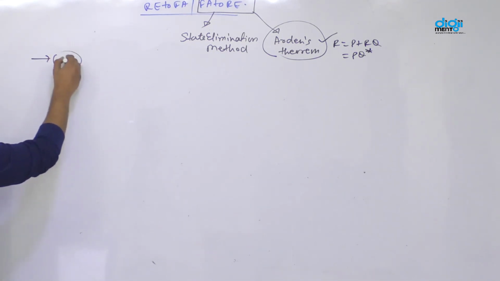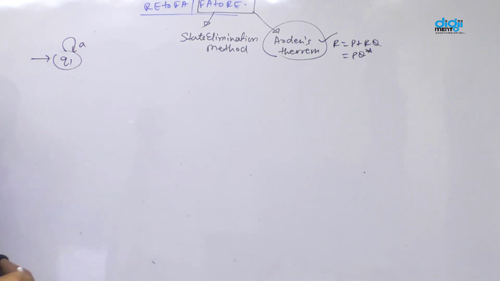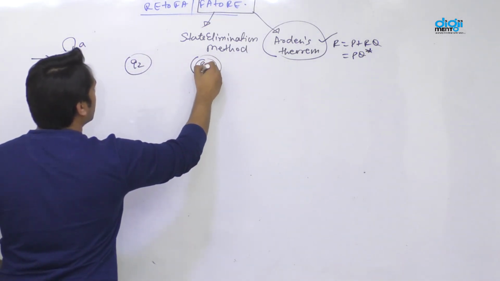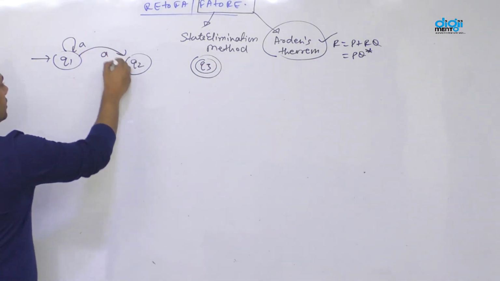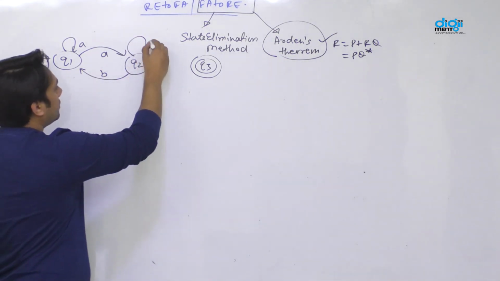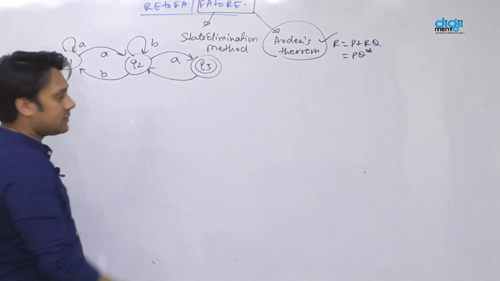So this is your first one. This is state Q1. This is A. This is state Q2. This is state Q3. And here we have A. This is B, and this is B, this is A, and this is A.